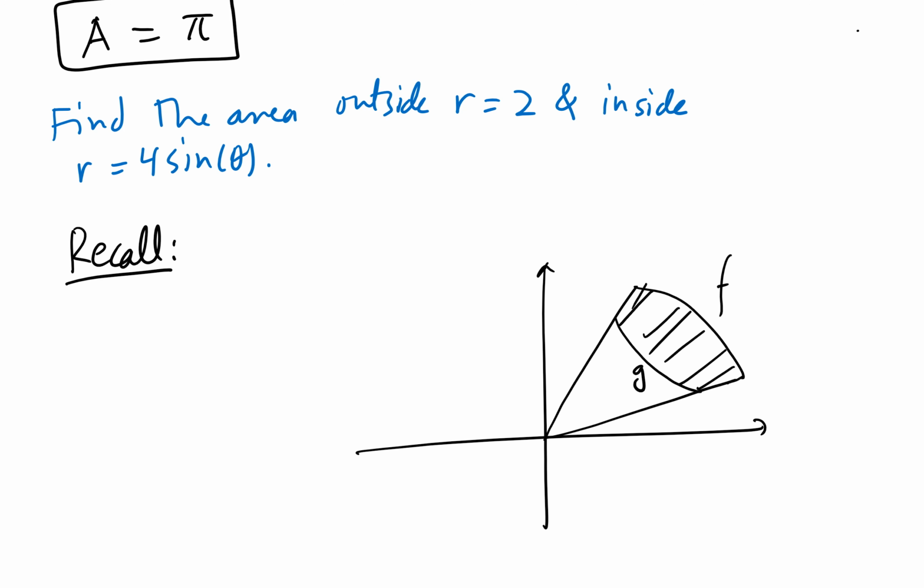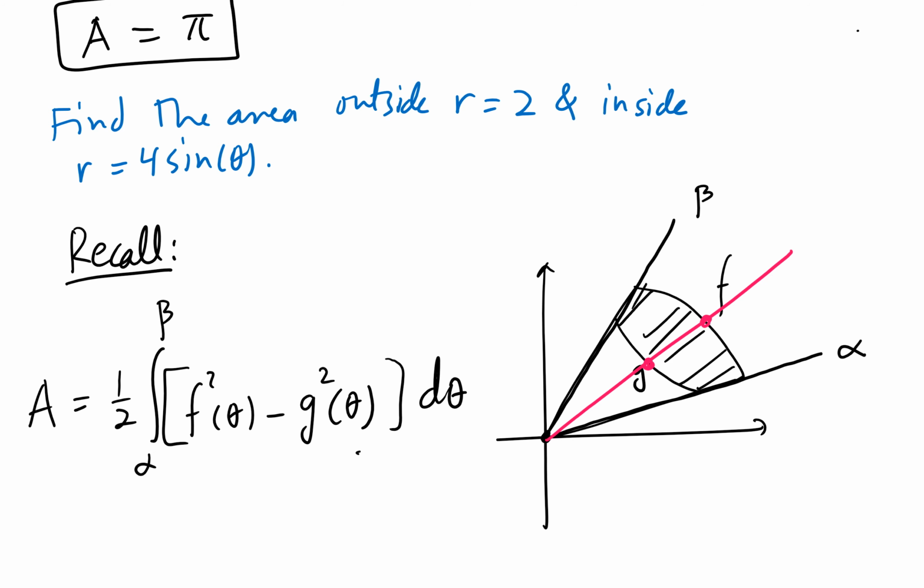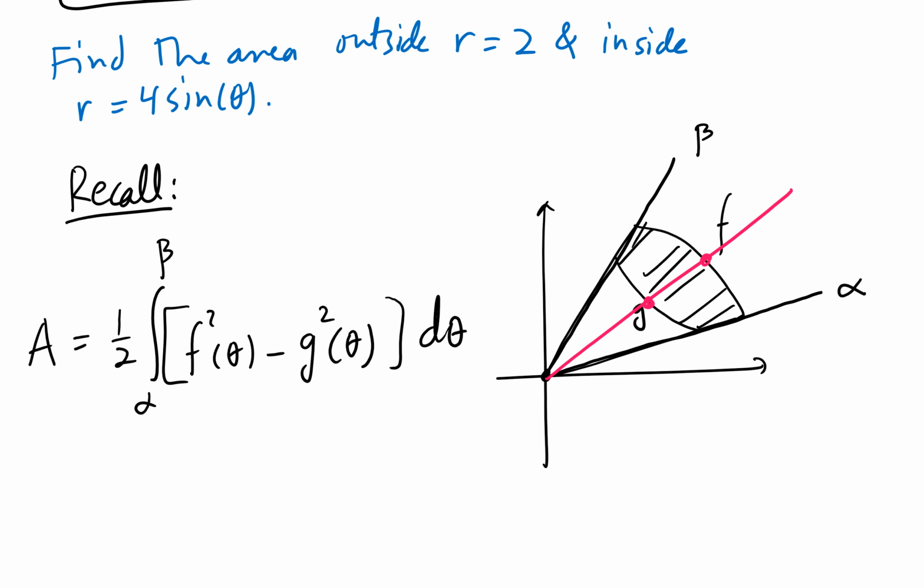This is G, and the way we did this is the area is defined as 1/2 the integral. So this side here, call it alpha to beta. And what we usually do is shoot an arrow out, so it's going to hit F and then G. F is the furthest one. It's the integral of F squared of theta minus the closer one, which is G squared of theta, d theta. Don't forget the d theta, it's very important. That's what we did last time.